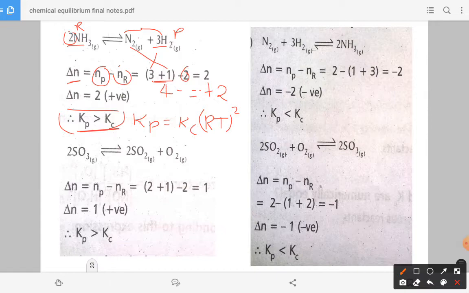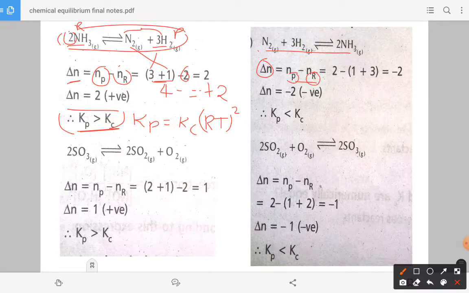Now go for the next example here. If you go for the reverse, nothing but the formation of ammonia. This is what this example is. The previous example was decomposition of ammonia. This is the formation of ammonia. Again here calculate the delta n. Again the formula is Np minus Nr, the number of moles of product minus the number of moles of reactant.